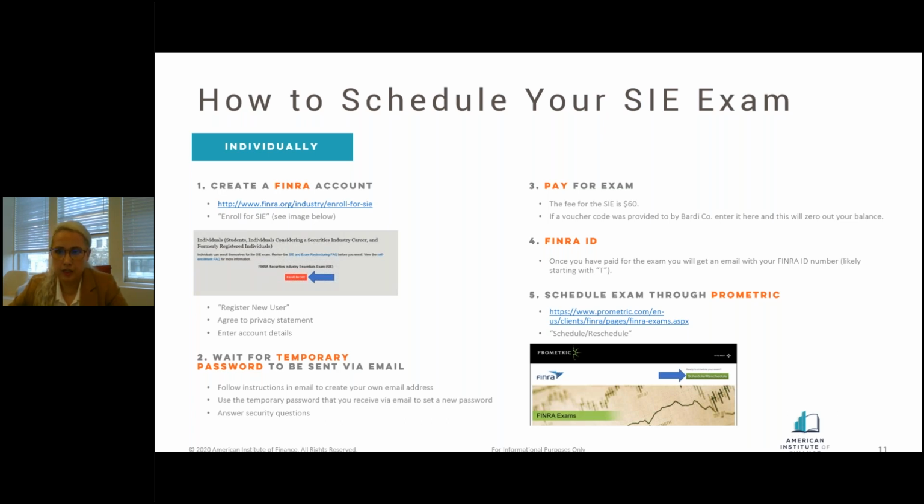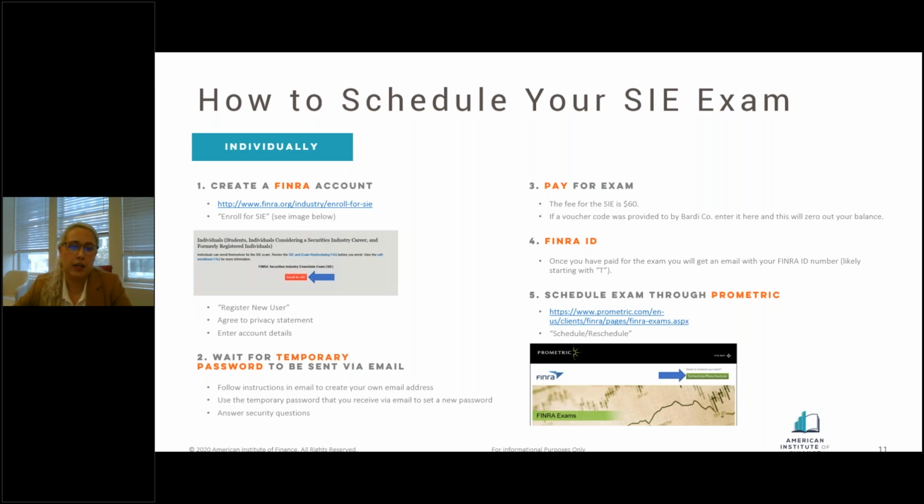Simply go to finra.org and you can create your account. Obviously, wait for your temporary password to be sent via email. That's standard when you create any type of account online. Then pay for the exam. The exam is $60, and if a voucher code was provided by your employing firm, then this will zero out your balance. Once you pay for your exam, you will receive your FINRA ID that you will then use to schedule your exam through Prometric.